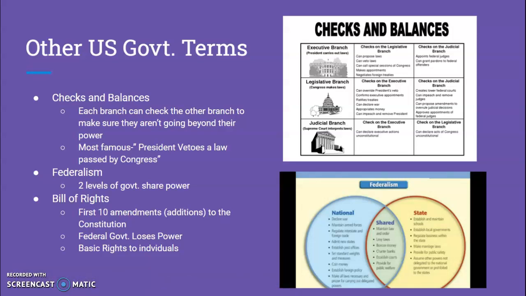Okay, some other government terms we should probably look at. We really want to know checks and balances. Each branch can check the other branch to make sure they are not going beyond their power. Most famous check and balance is the president vetoes a law passed by Congress. So Congress passes a law, the president can strike it down and it won't go through. One way that Congress can overrule that is if they vote 2/3 to overrule the president's veto. Realistically, this does not happen much because Congress is pretty much split within reason down the middle between Republicans and Democrats. It'd be very hard to get Republicans and Democrats on the same page right now.